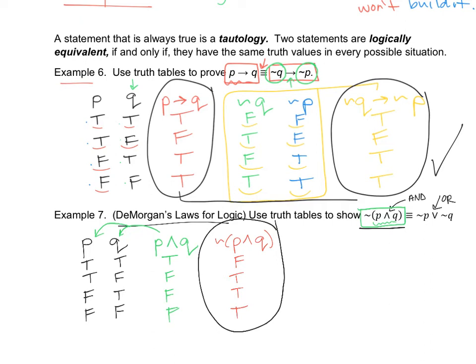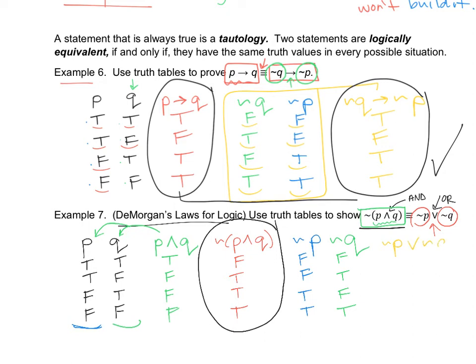Now I want to move over to the right side. Now on the right side, it has a negation P and a negation Q with the or. So I need to now figure out what negation P and negation Q are. Negation P has to look back at the very first column and change all the truth values. So it'll go false, false, true, true. Negation Q will look at the second column, and again, they got to switch all the values. False, true, false, true.